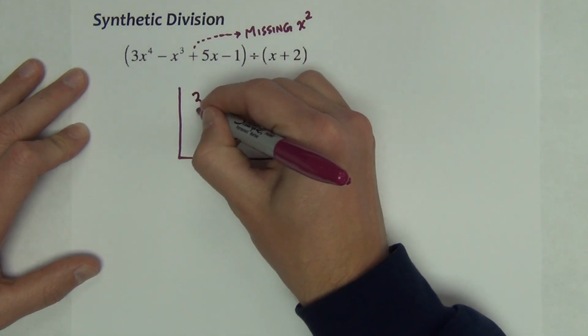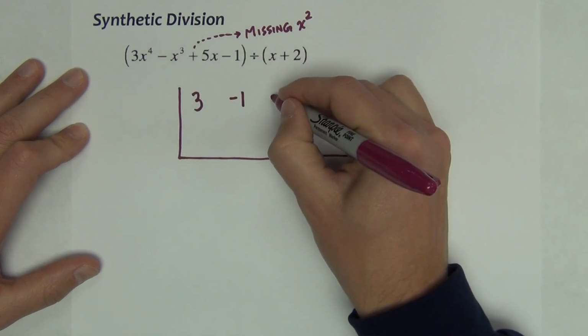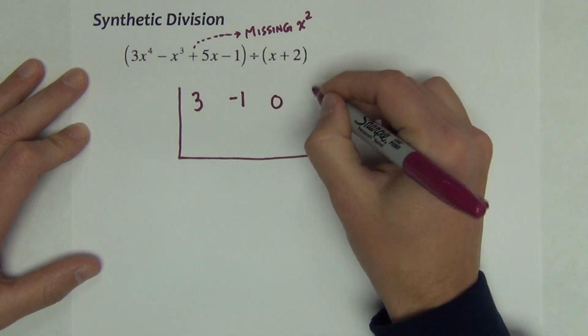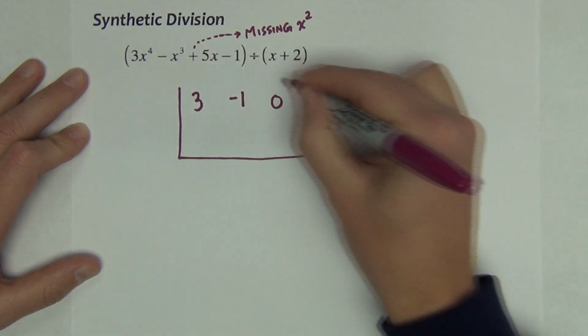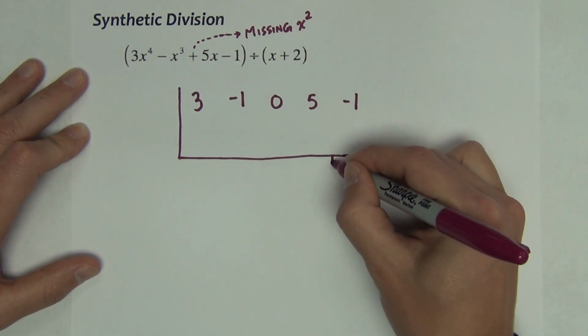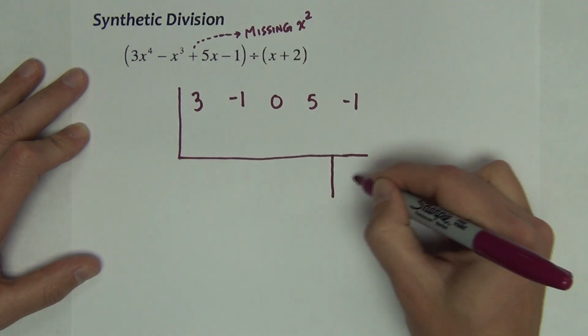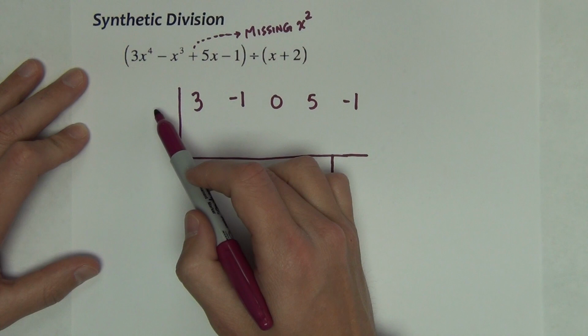So we have 3 for the x to the fourth. We have negative 1 for the x to the third. We have 0 for the x squared. We have positive 5 for the x, and we have negative 1 for the constant. And now that I've got this spaced out right here between the last two, I've got my remainder spot set up.